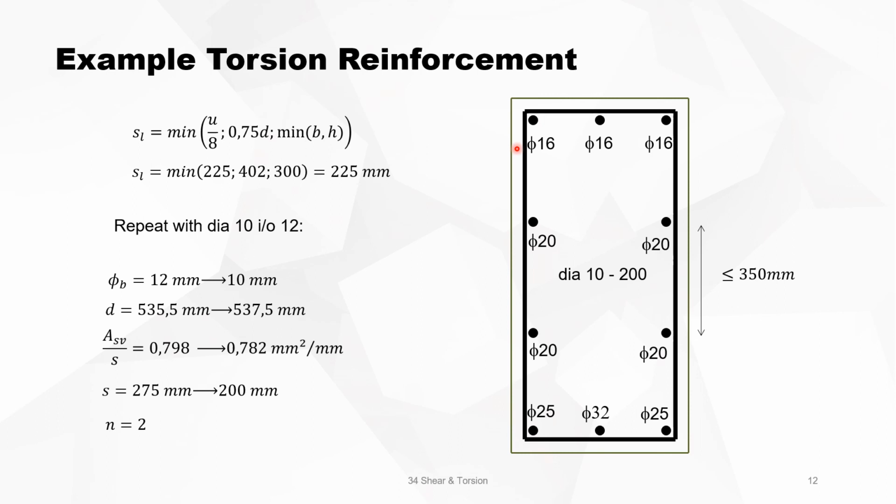and the corrected longitudinal reinforcement. You see that this reinforcement in the circumference is needed for the torsion, to take up the torsion. And we take care that the center to center distance is always smaller than 350. I prefer 300 millimeters.